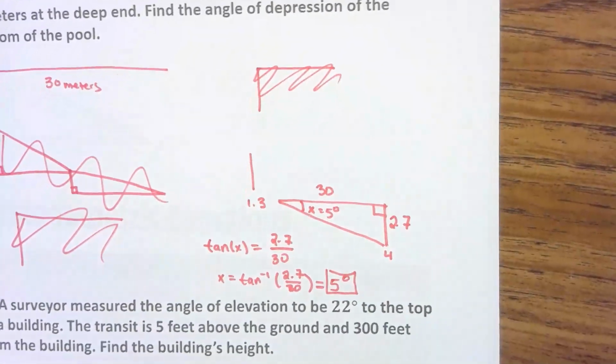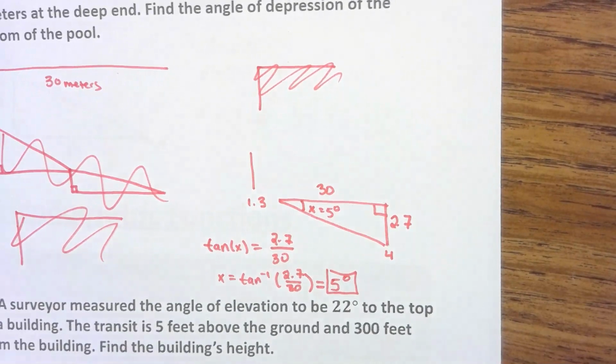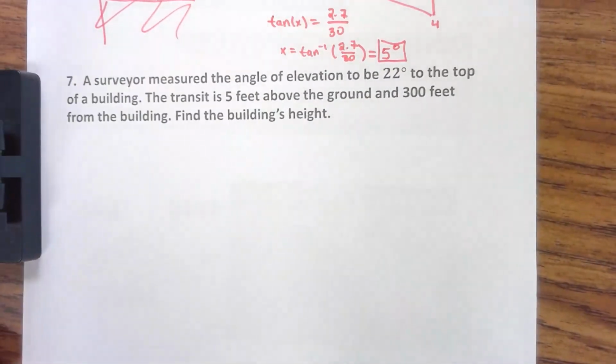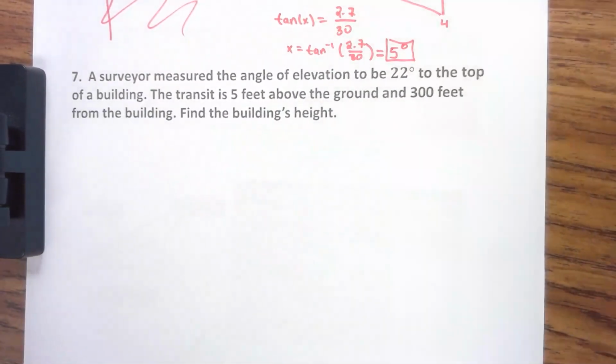All right, real quick, why don't we have you do one last example in your groups or on your own? Then this is where we'll take our break and I'll start meeting with some of you about course selection for next year. It says a surveyor measured the angle of elevation to be 22 degrees to the top of the building. A transit is 5 feet above the ground and 300 feet from the building. Find the building's height. Draw a picture. See what you come up with.